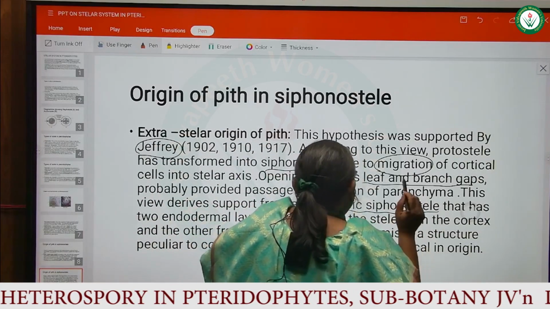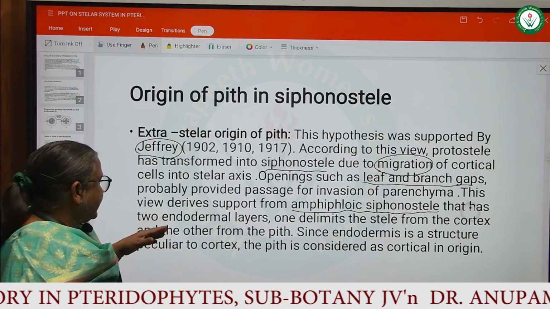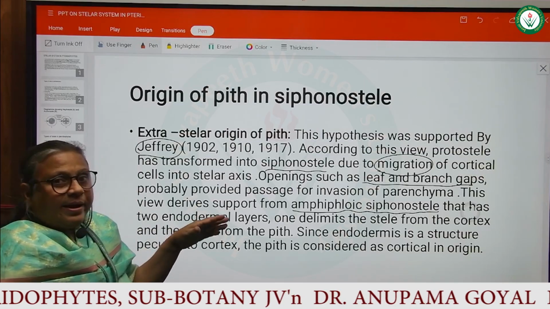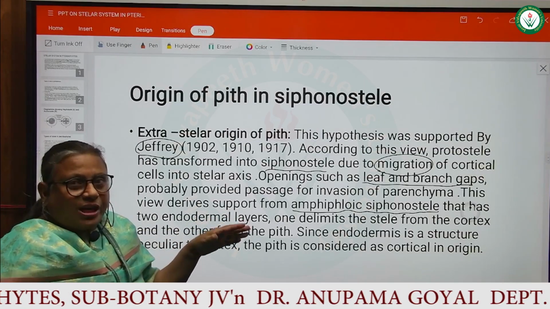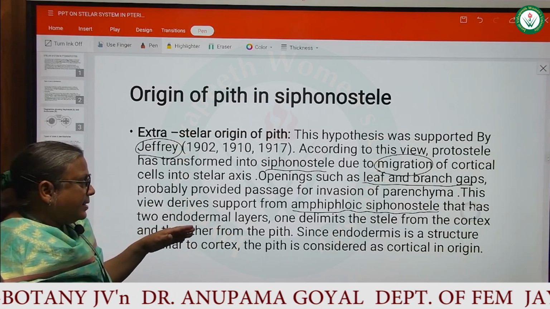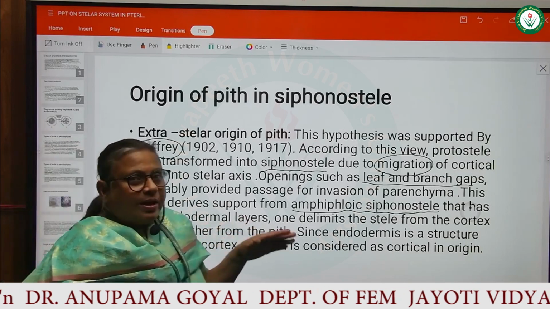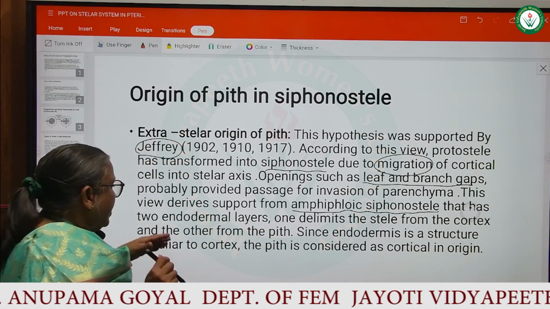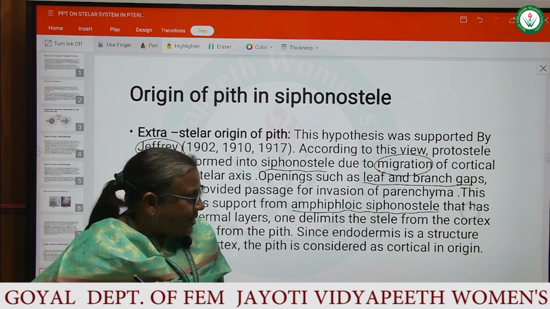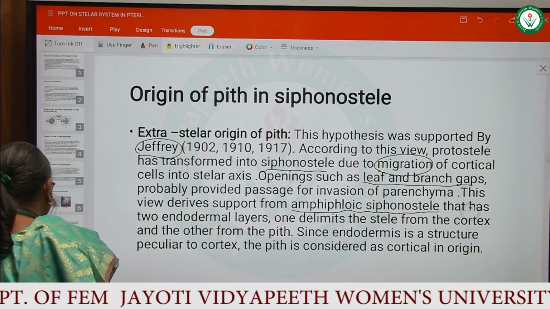This view derives support from amphiphloic siphonostele that has two endodermal layers. One delimits the stele from the cortex and the other delimits it from the pith. Since endodermis is a structure peculiar to cortex, the pith is considered as cortical in origin.